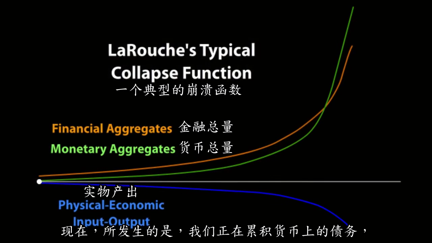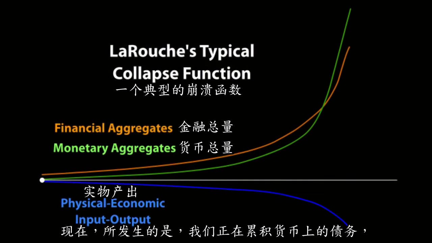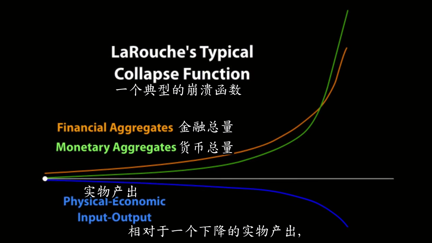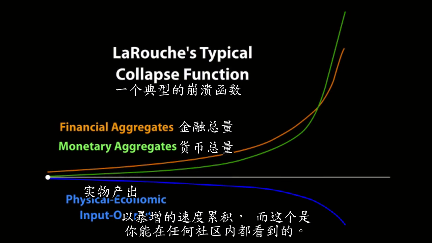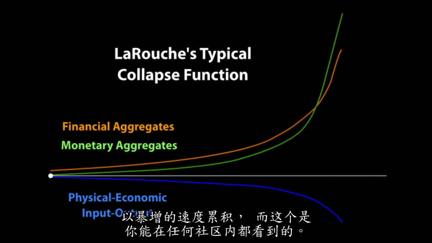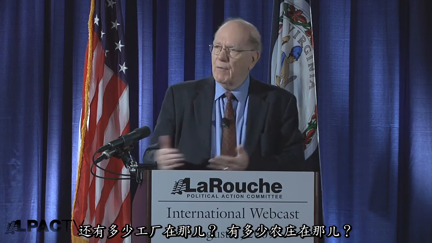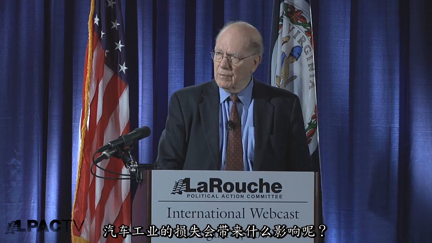Now what's happened is we're building up a monetary debt at a skyrocketing rate relative to a declining actual physical output and production. But you can see in any community, how many factories are there? How many farms are there? How many farmers are there? What's the level of productivity? Was it backward or is it progressive? Is it technological progress? What's the effect of the loss of the automobile industry in this physical output relationship?